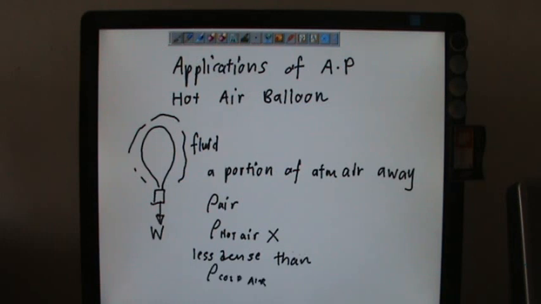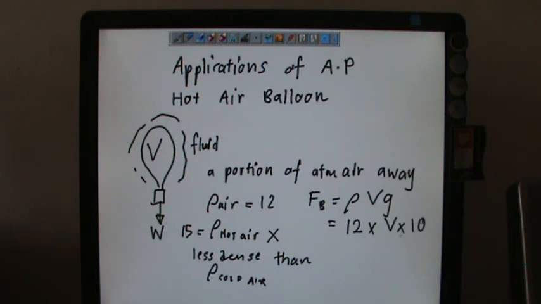But nevertheless, when we find upthrust, we need to use FB equals rho Vg. So this rho we should use, let's say here is 12. So density of air, not hot air. Hot air, let's say, is 15. We just use 12. Okay, so 12 times how much volume of this balloon, and then times 10.